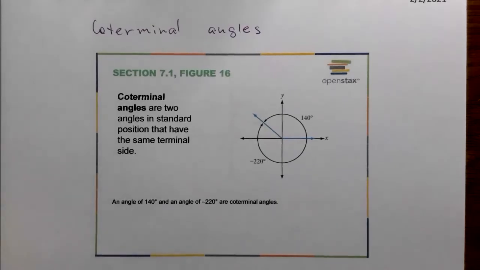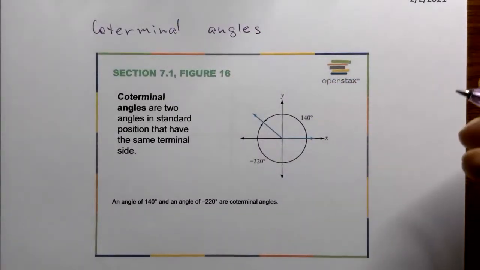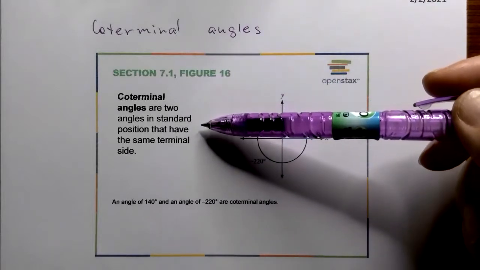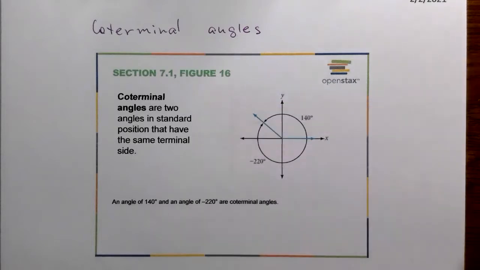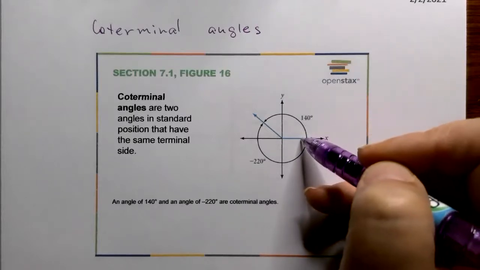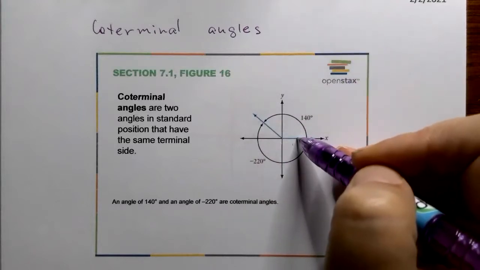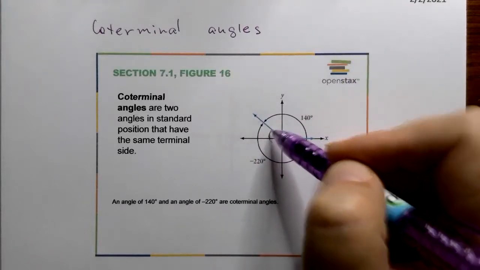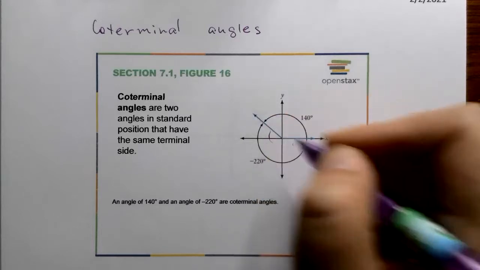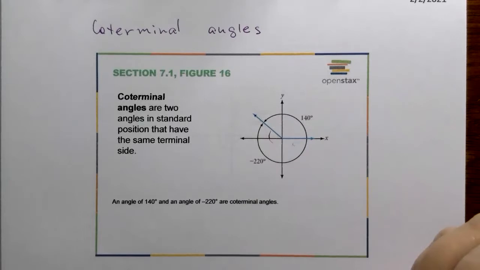Okay, so the topic that I'm going to talk about in this video is coterminal angles. We talked about coterminal angles before, and as a reminder, coterminal angles are two angles in standard position that have the same terminal side. Here we have an example, a 140-degree angle. The terminal side is here, but if you go 220 degrees in a different direction, the terminal side of that angle is going to be the same position as well. So these angles have the same terminal side, but their measures are actually different.